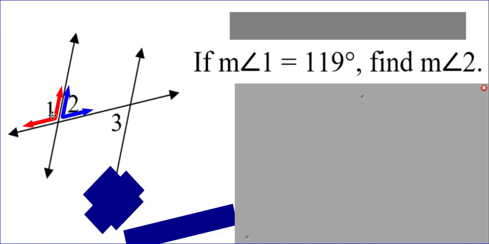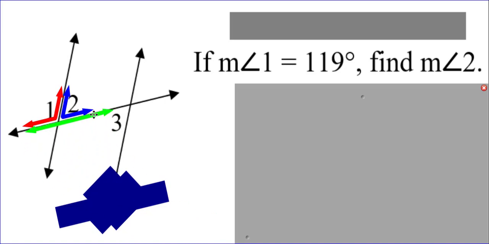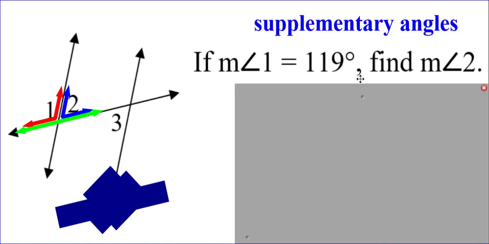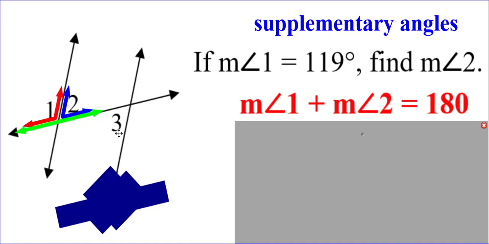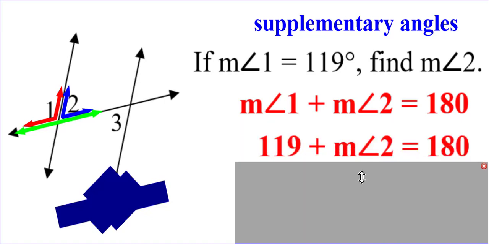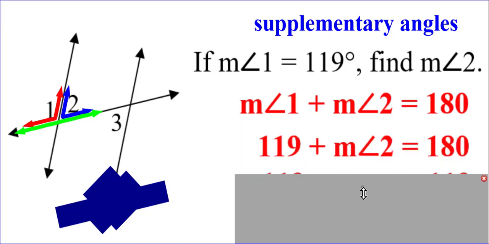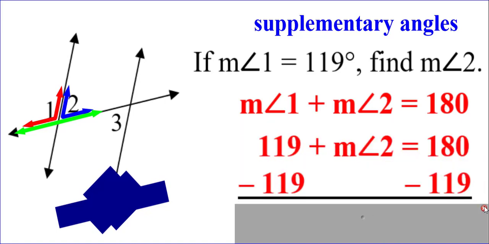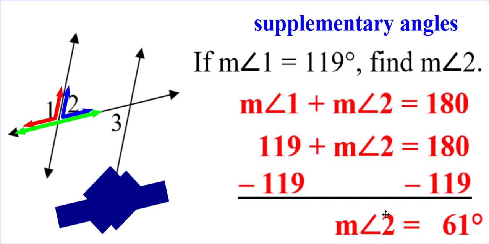However, notice those two angles are adjacent to each other, right next to each other, and they together would form a straight angle. Why do we care? A straight angle is 180 degrees, which means we have a pair of supplementary angles, two angles that add together to equal the measure of the straight angle, which is 180 degrees. So, if the measure of angle 1 is 119, we can subtract that away to get the measure of angle 2, which is 61 degrees.